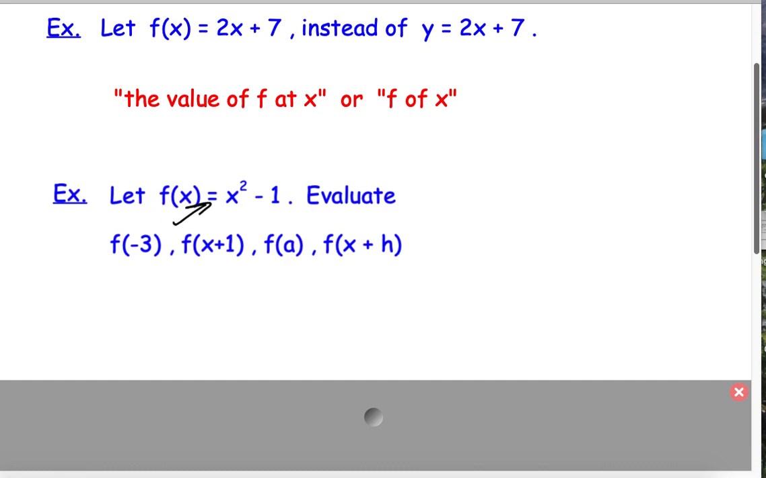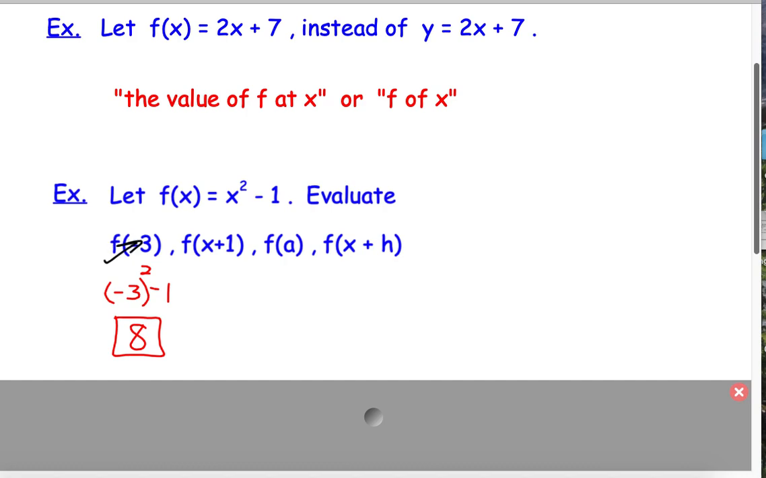This function says whatever x is inputted, it's going to take that and square it and then subtract 1. So if I'm inputting a negative 3, it's going to square a negative 3 and then subtract 1. So we simply need to do that. Negative 3 squared, minus 1, and that'll give me 8. Remember, a negative times a negative is a positive.